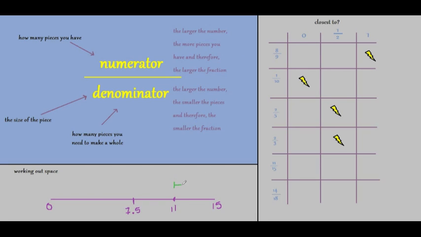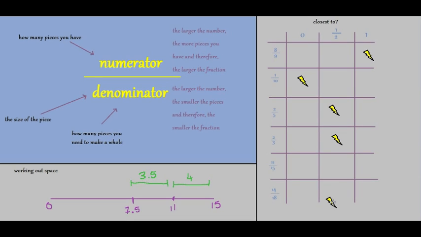Now 11 is 4 pieces away from 15, but it's only 3.5 pieces away from the middle point. So this means that 11/15 is closer to the middle point at 7.5. Well, I'll place my tick and say that 11/15 is closer to a half by half of a piece.